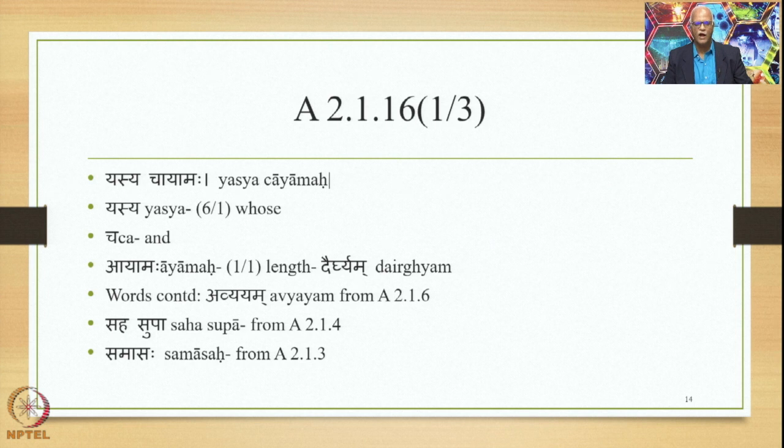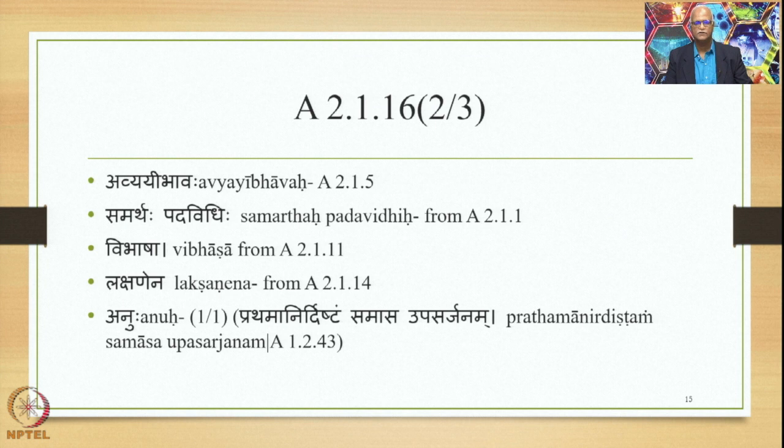Now the words continued are avyayam from 2.1.6, sahasupa from 2.1.4, samasaha from 2.1.3, avyayībhāva from 2.1.5, samarthah padavidhihi from 2.1.1, vibhasha from 2.1.11, lakshanena from 2.1.4, and importantly anuhu from 2.1.15, anuryat samaya. The word anuhu is mentioned in prathama, so that it is termed upasarjana because of the sutra prathama nirdishtam samase upasarjanam, and then it occupies the initial position of the avyayībhāva samasa because of the sutra upasarjanam purvam.